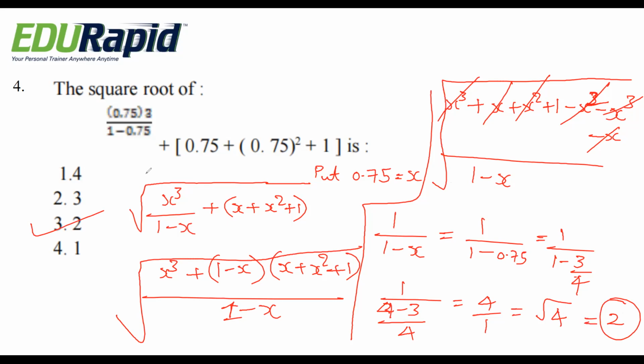See, first what I did: for 0.75 I wrote x and simplified the given equation so that I get 1 divided by 1 minus x, and then I put the value 0.75, meaning 3 by 4. Further simplified we get 4, the square root of 4, that means 2. Option 3, 2 is the right answer.